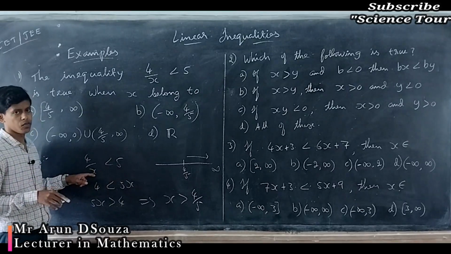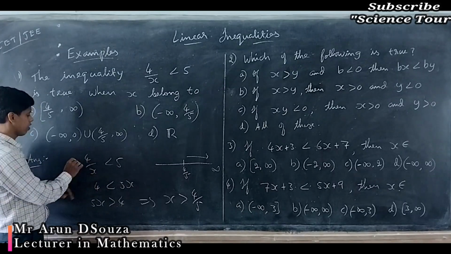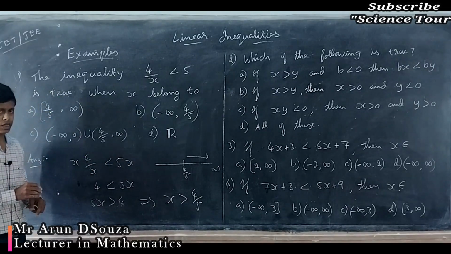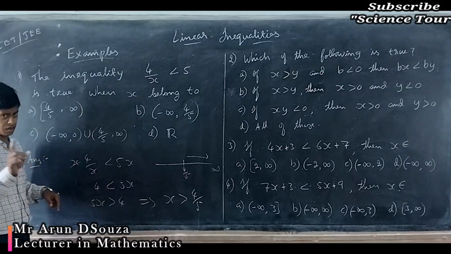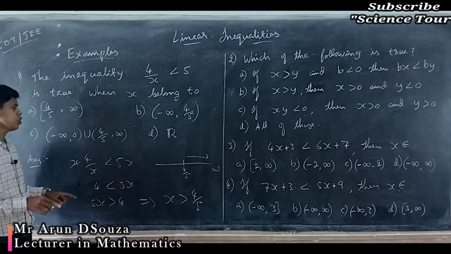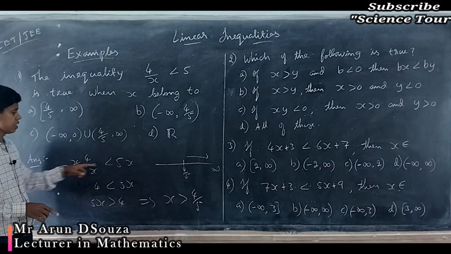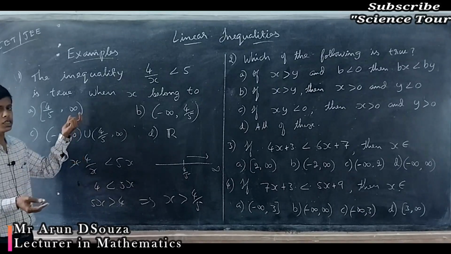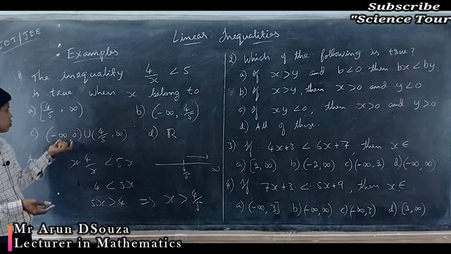X is positive. Alright, so you have multiplied by x on both sides, correct? So then x cancels out and 4 remains here and you get 5x here. So if you imagine that x is positive, then the inequality does not change. But what if x is negative? We don't know what x is here, right? X can belong to any of these intervals.